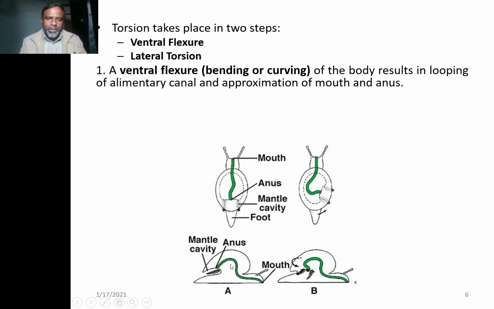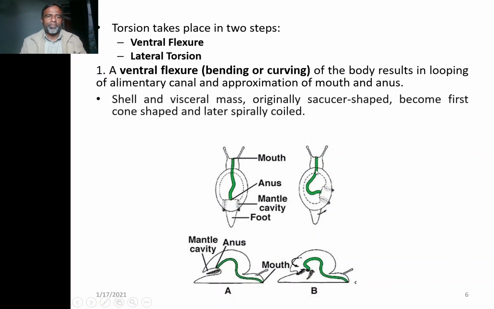So a loop has developed at the ventral side, and because of this looping, previously the mouth and anus were far away, but when the loop is formed, the mouth and anus come close to each other. This is called approximation of mouth and anus. So in ventral flexure, a bending from the ventral side of the intestine or the visceral mass takes place. As a result, the anus and the mouth come close to each other.